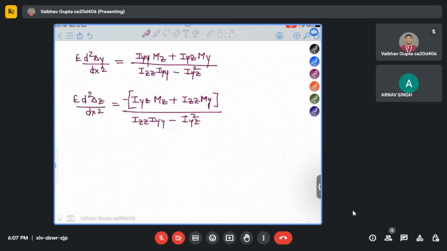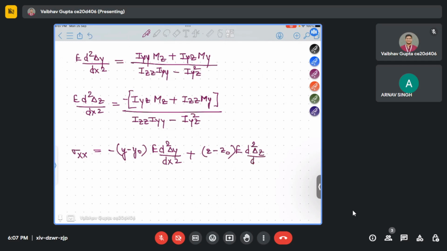Finally, to calculate the bending normal stress, what we'll do is: sigma x equals E (y minus y naught) d2 delta y by dx square plus E (z minus z naught) d2 delta z by dx square. This part you will get from the first formula, and this part from the second formula.